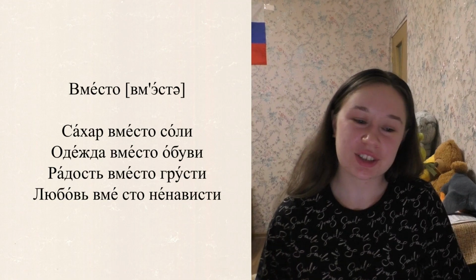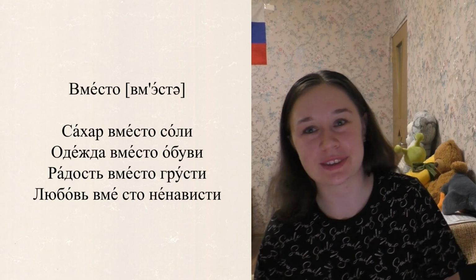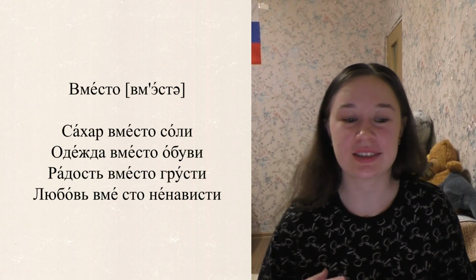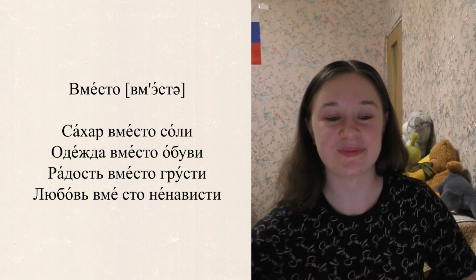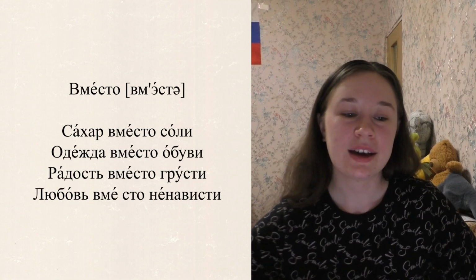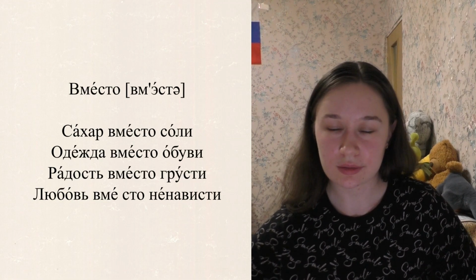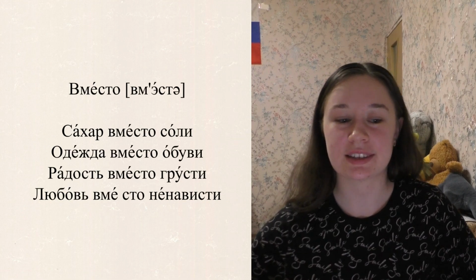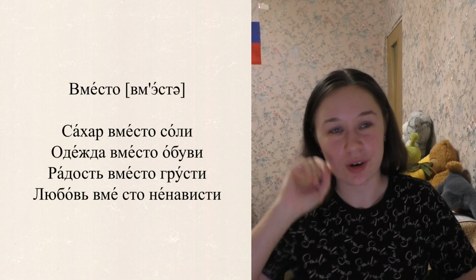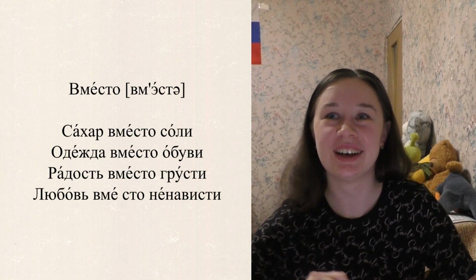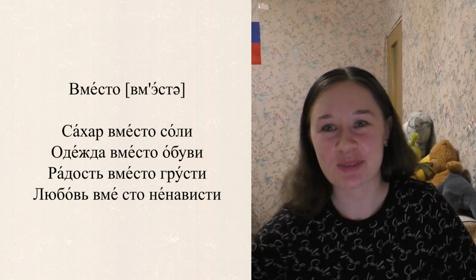The next preposition, instead of. Something instead of something. In Russian it will be вместо. Вместо, instead of. Сахар вместо соли. Sugar instead of salt. I think you know that joke when somebody swaps salt and sugar.